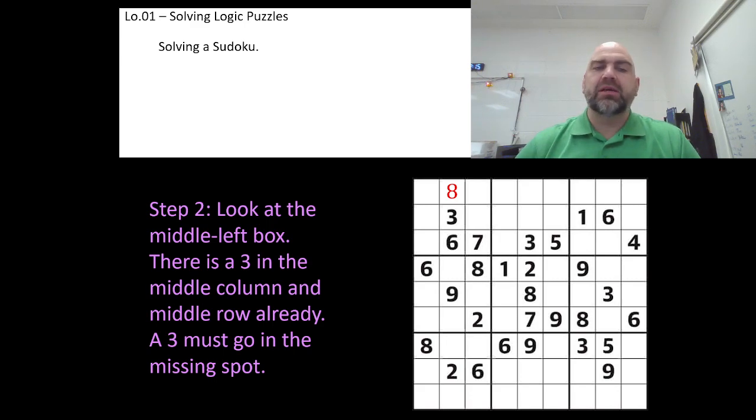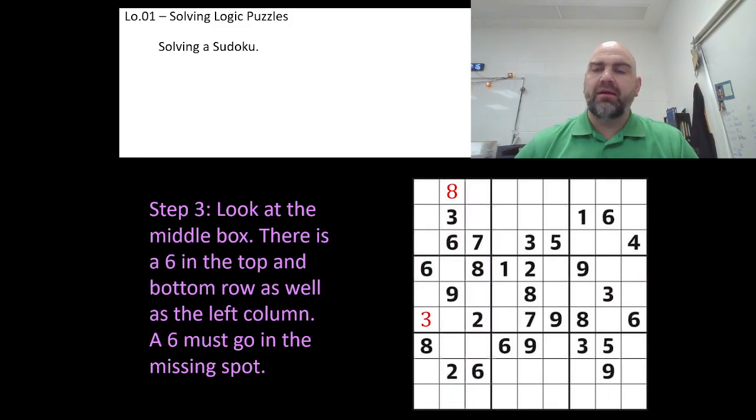Step number 2 that I'm going to take a look at is looking at the middle left box. That one right there. Okay, there's a 3 in the middle column and a 3 in the middle row already, which means that the only spot available is that one to put a 3, the only open one, because the other 3 corners are already taken up with 6, 8, and 2. So there's a 3. All right, we have our 3 in there.